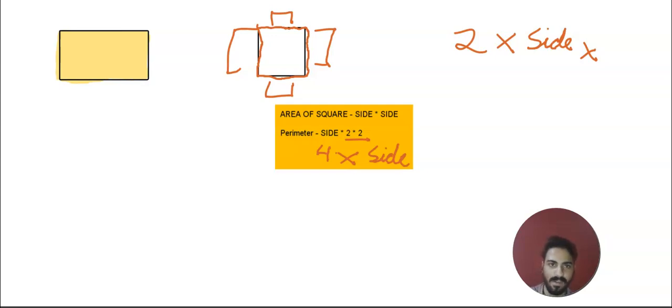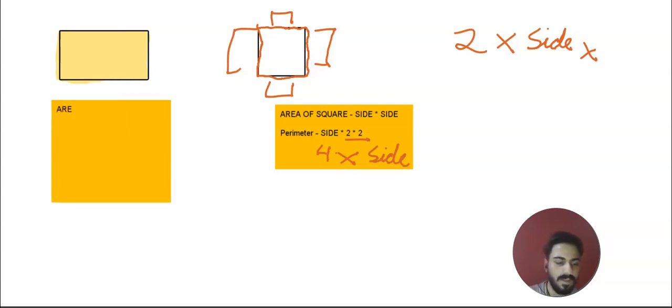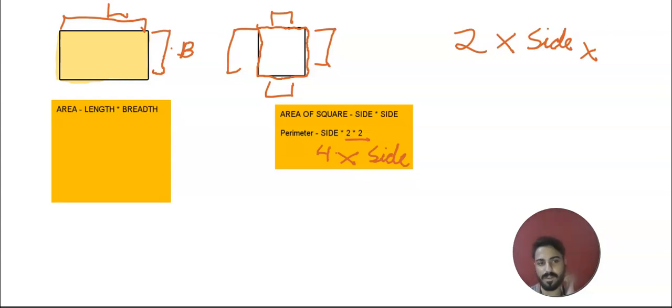Now let's come over to the rectangle. So firstly, we are going to discuss area again. Area of rectangle will be length into breadth. Let's take the measurements in the diagram as well. This will be our breadth, or we can denote it as B, and this will be considered as your length, so we can denote it as L. I hope I'm very clear. This is your length and this is your breadth.